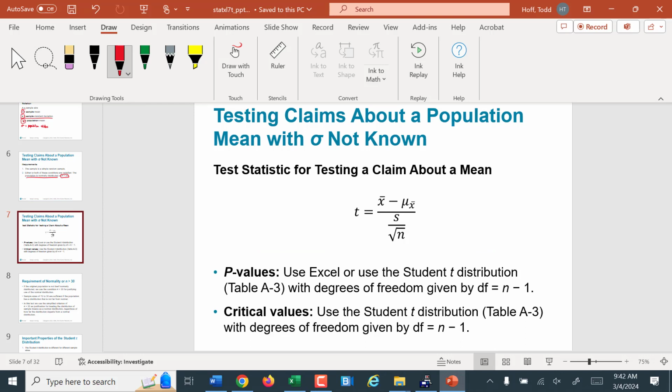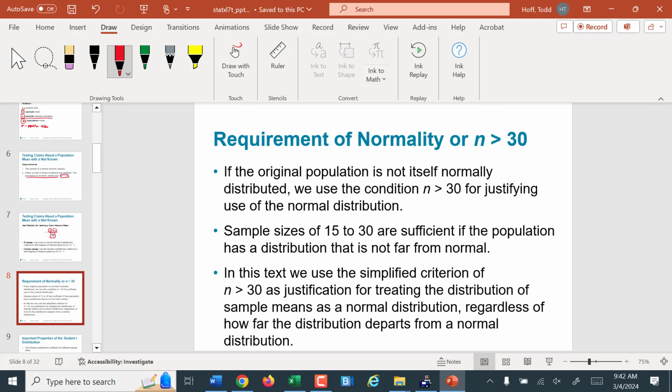Our test statistic is going to be our sample mean, so that's from our data sample that we take, minus the mean from the null hypothesis over the sample standard deviation divided by the square root of n. So we can use Excel to find critical values for the student t-distribution, to find p-values for the student t-distribution. I'm also going to show you how to use StatCrunch for some of that as well.